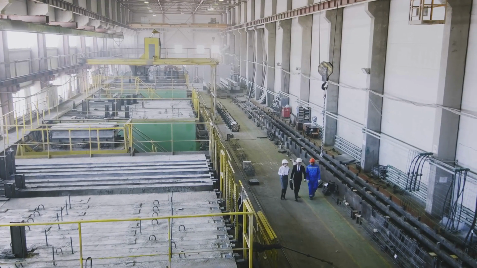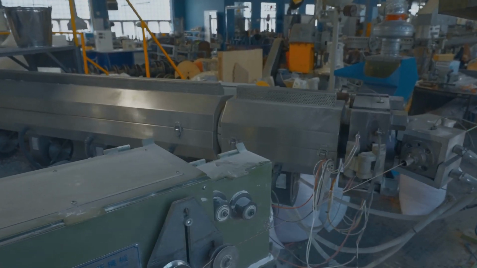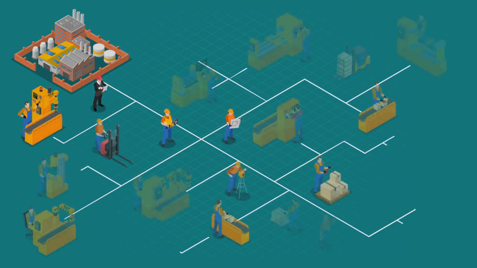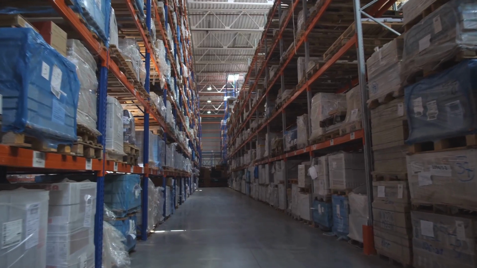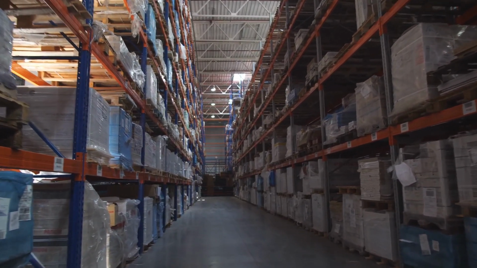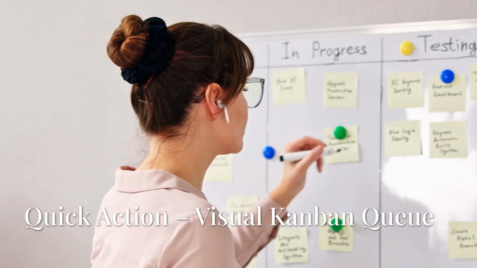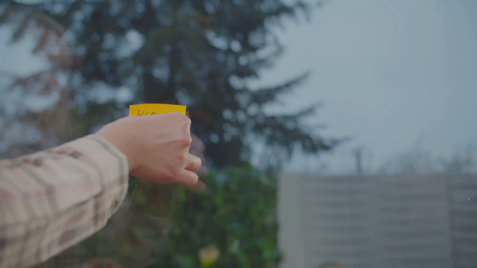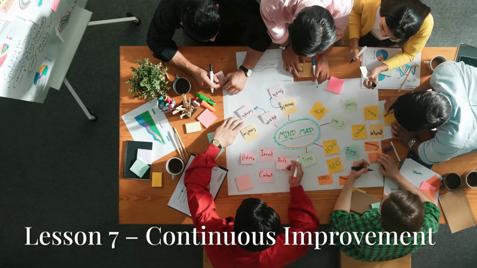Goldratt's scheduling method works like this. The drum is the constraint and it sets the beat for your whole system. The rope is a communication signal that releases material only to match the drum's pace. And the buffer, well, that's a small inventory placed before the constraint and at the customer ship point, just to absorb variability. Place a visual Kanban cue right before your bottleneck. No work should enter unless there's actually space available.